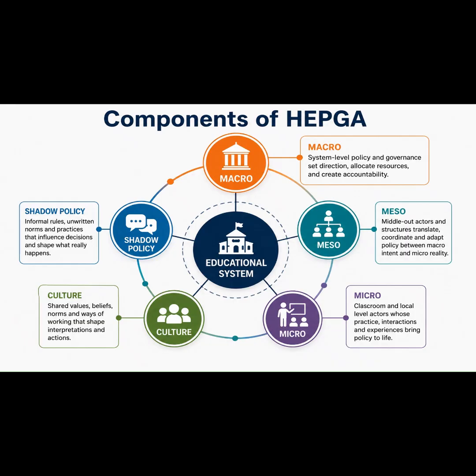The fifth component is shadow policy. These are the informal rules, unwritten expectations, routines, and practices that influence decision-making but may not appear in official policy documents. Shadow policies often emerge through experience, relationships, local traditions, and organizational habits. In many situations, they can have just as much influence as formal policies.